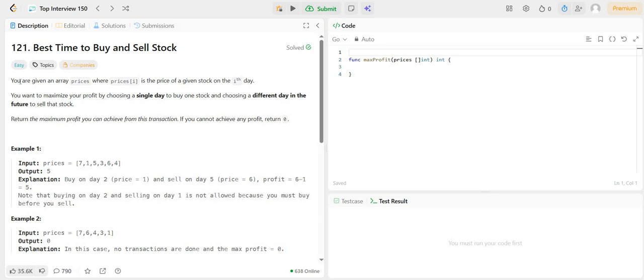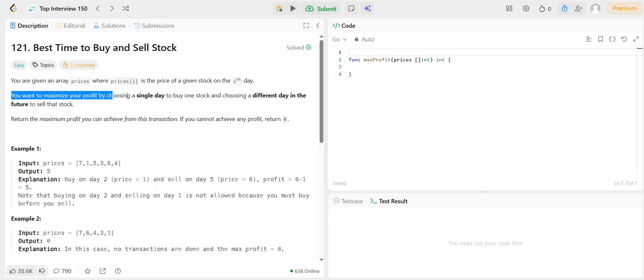They are telling you, you are given an array prices. Okay, price of the stock on the ith day. So you have one array, and in the array these are the prices of the stock on that particular day. Let's say the first day the stock was 7 rupees, the second day it was 1 rupee, the third day 5 rupees, and so on.